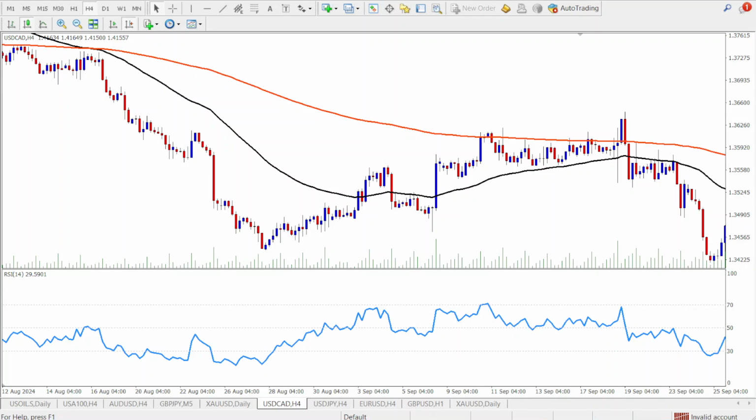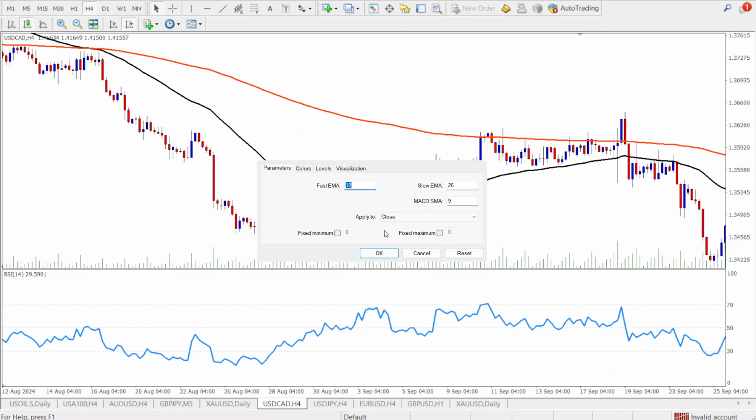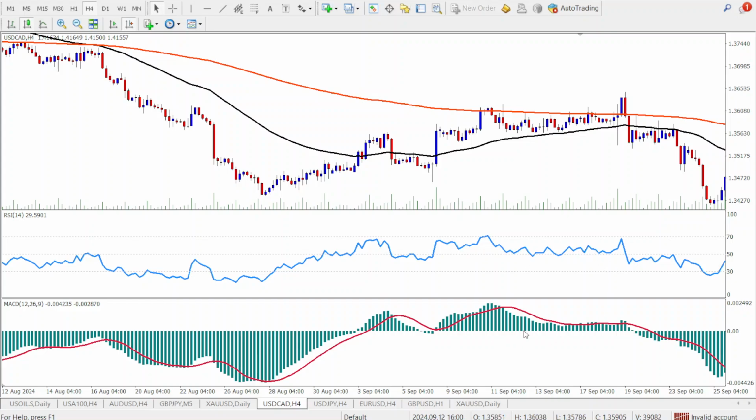The third indicator is the MACD, the moving average convergence divergence. MACD is a great tool for spotting momentum shifts. When the MACD line crosses above the signal line, it's a sign of increasing bullish momentum. A cross below signals bearish momentum.